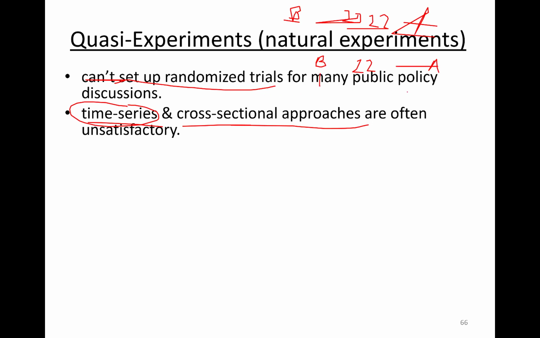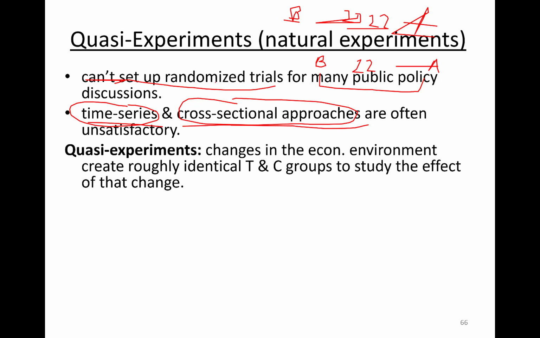It's not going to give you the full picture, because before and after, some other things have changed as well in this time period. When we look at cross-sectional approaches, you're looking at different groups of mothers, right? That is going to yield unsatisfactory results because, for instance, single mothers from different backgrounds are going to have different behaviors, okay? So we use what we call quasi or natural experiments.